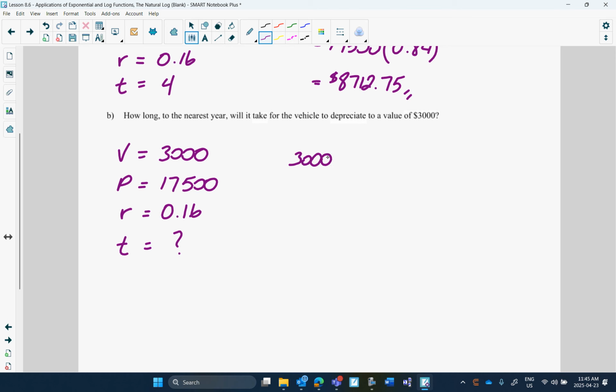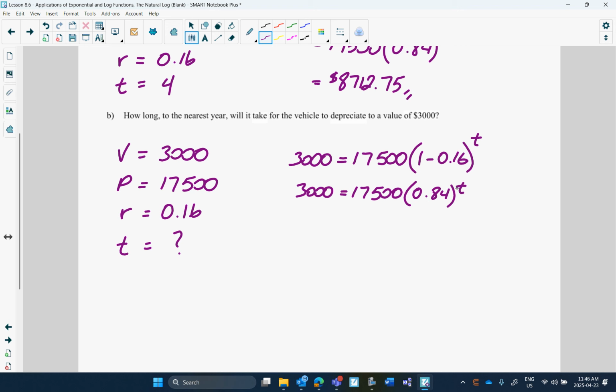3,000 equals 17.5 times (1 minus 0.16) to the t. That tells me it's an exponential equation. I'm not going to make the bases the same, so I'm going to have to log. But I can make the inside of the parentheses a little bit easier before I log.